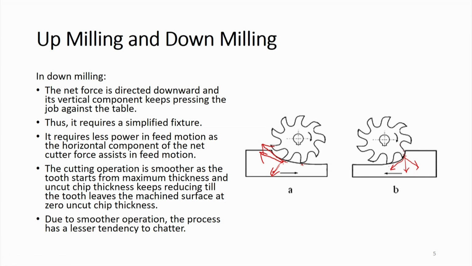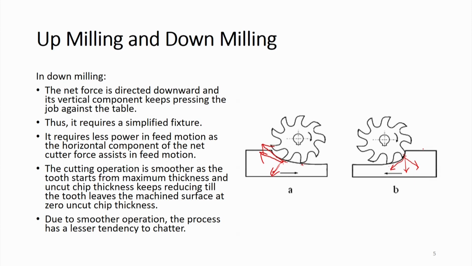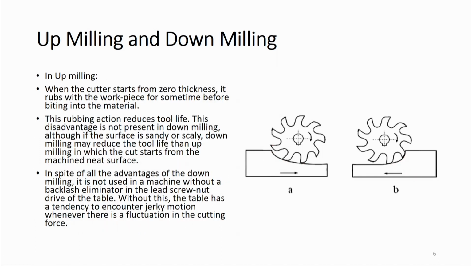See, the job itself has a tendency to drag it, and it is going in that direction. So, less power is required. The cutting operation is smoother, as the tooth starts from maximum thickness and uncut chip thickness keeps reducing till the tooth leaves the machined surface at 0 uncut chip thickness. So, it is a smooth variation of the forces. Due to smoother operation, the process has less tendency to chatter or undergo self-excited vibrations. So, these are the advantages.